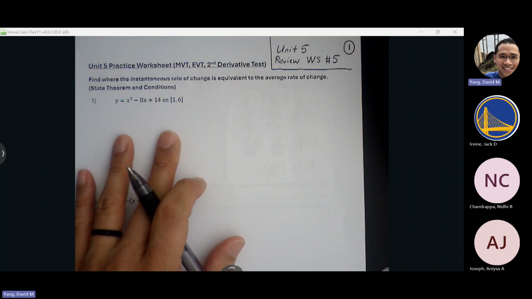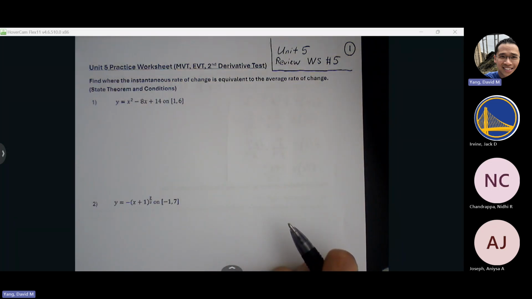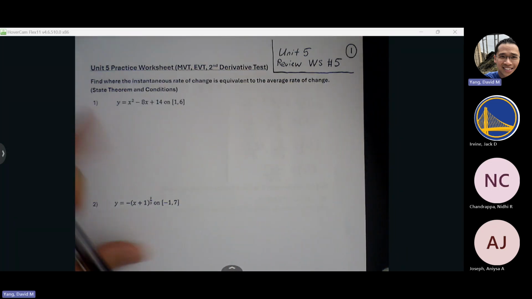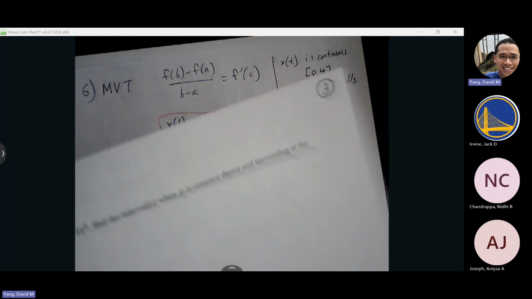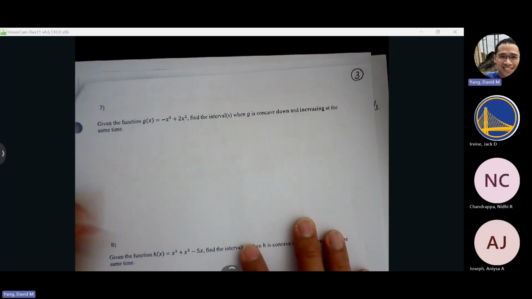Hey, this is the worksheet 5 you picked up yesterday. Yesterday morning, I went through the first 2 pages, and so I'm going to start on page 3 or 7.